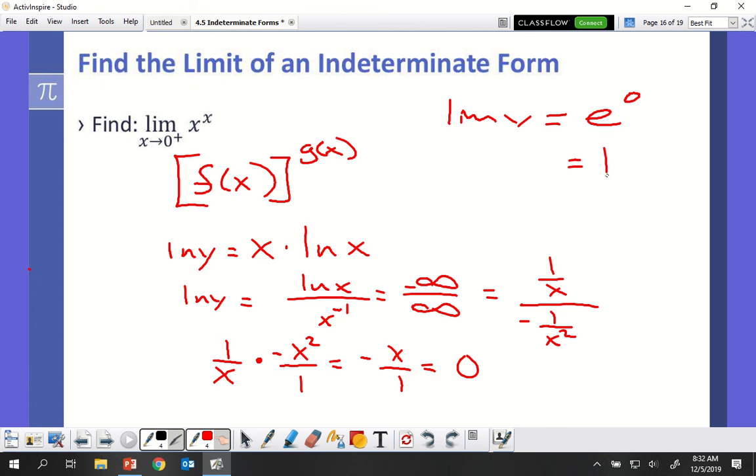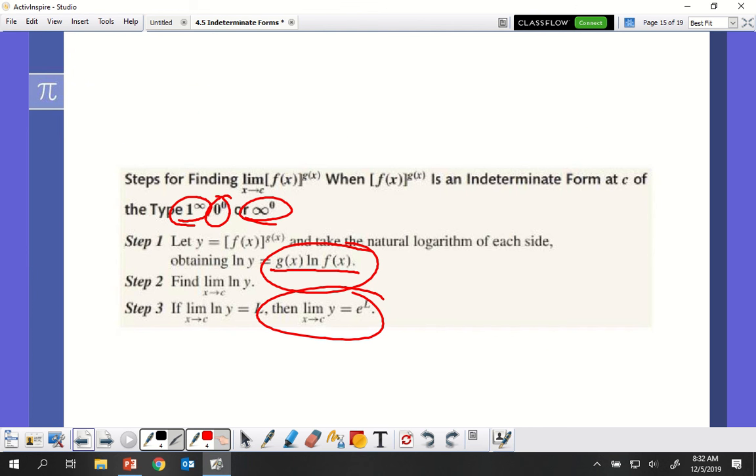Okay. Indeterminates. Okay? These are on your flashcards. The new set of flashcards that I gave you.